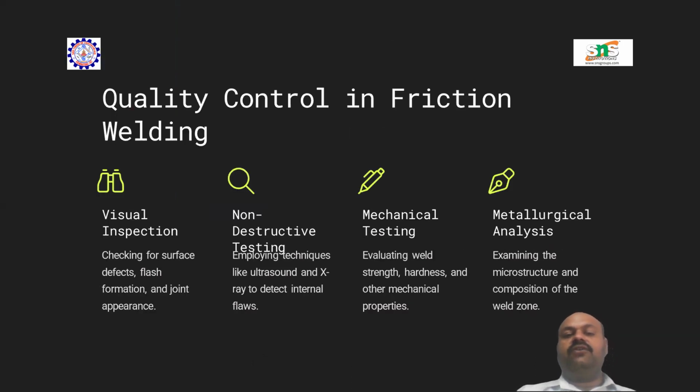So what is the quality control in friction stir welding? After welding, we have to go through these 4 tests to ensure high quality weld is being produced. One is visual inspection, checking for the surface defects, flash formation and joint appearance. Non-destructive testing, employing techniques like ultrasound and X-ray to detect internal flaws. Mechanical testing, evaluating weld strength, hardness, and other mechanical properties. And microstructure, where we have to analyze the composition of the weld zone.